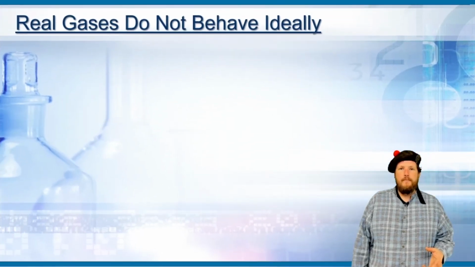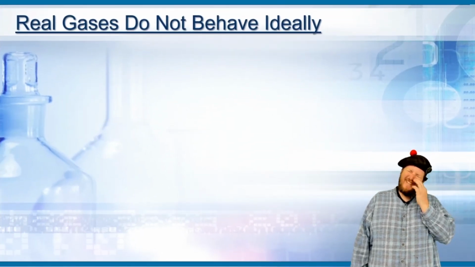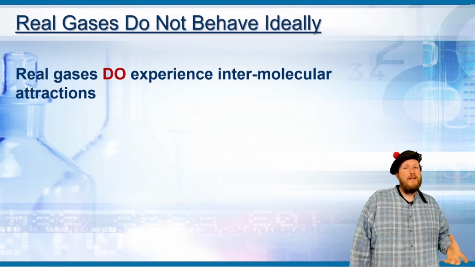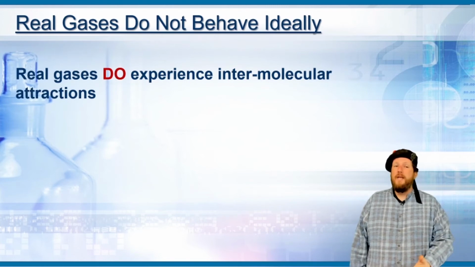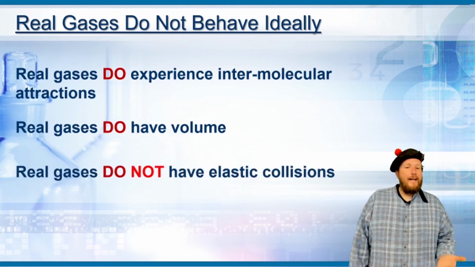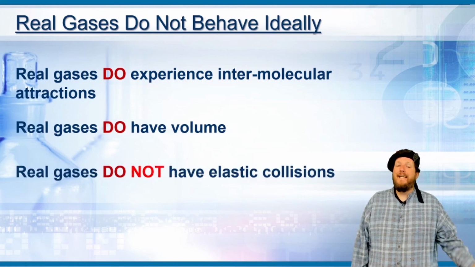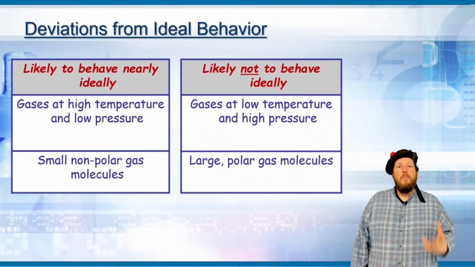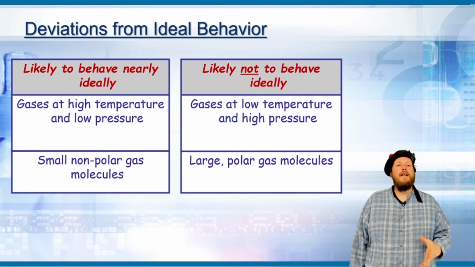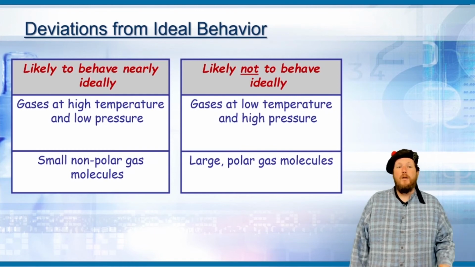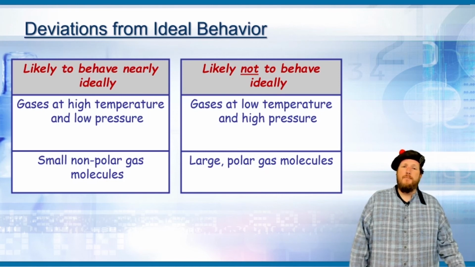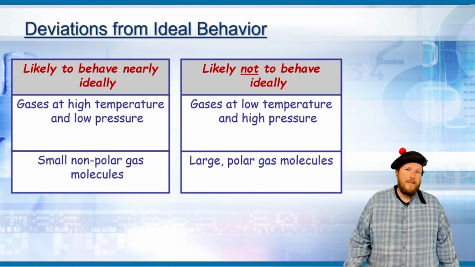Real gases don't behave ideally. They do experience intermolecular attraction, they do have volume, and they do not have perfectly elastic collisions. They're actually slightly inelastic. But real gases will behave ideally at high temperature and low pressure. They have lots of space between them, and they're small nonpolar gas molecules, so they're not likely to interact with one another.